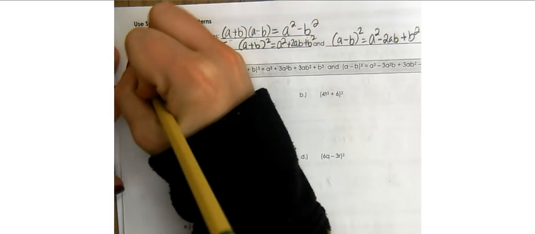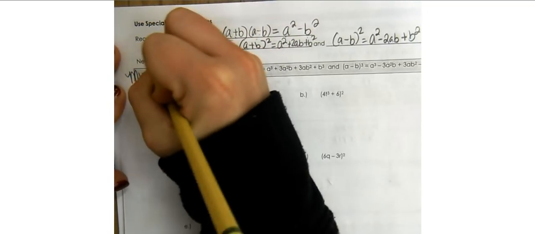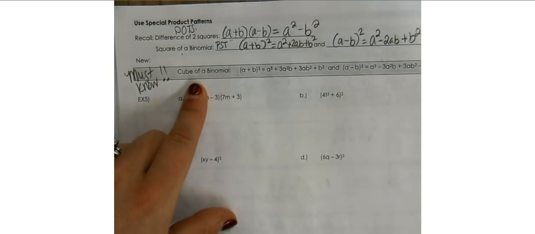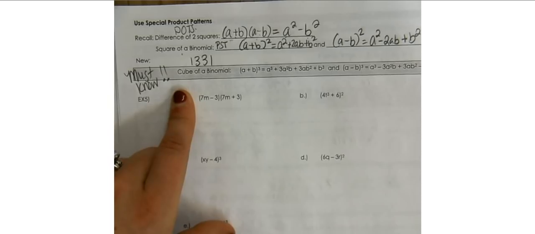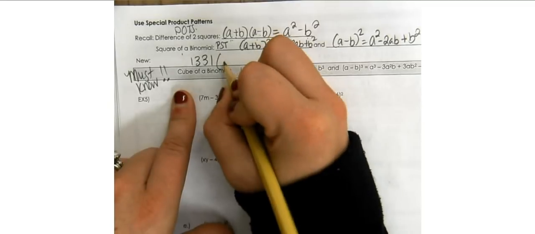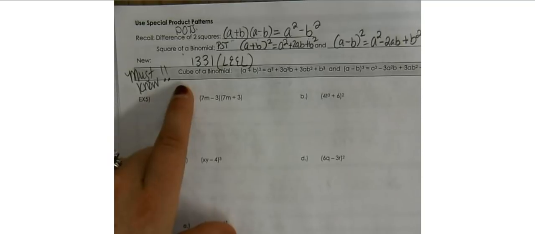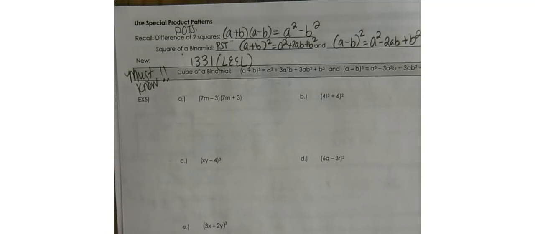Now we have ourselves a new product. This is a product rule that you must know for your test. This is called a cube of a binomial. I call it the 1-3-3-1 rule, which also looks like the word leal, according to my students from last year, because apparently there was a guy named Patrick on SpongeBob who said leal, leal, leal the whole time. For some reason, that was the way that everyone remembered this product rule. It is your leal rule, 1-3-3-1.